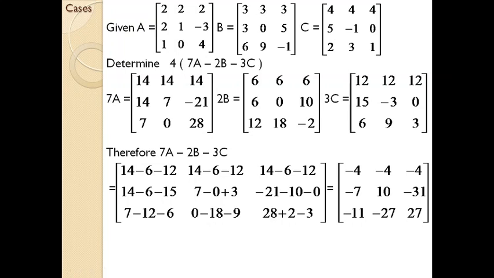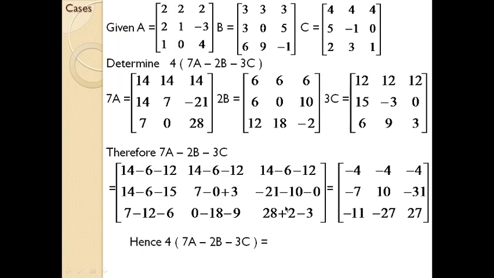Next, in the question you are asked to determine 4 into these three matrices within the bracket. So the value of the subtraction of these matrices within the bracket is this new matrix. And in the question you are asked to find 4 into this bracket. So this matrix represents the matrices within the bracket. So you just need to multiply 4 with this one to get the value of this statement.